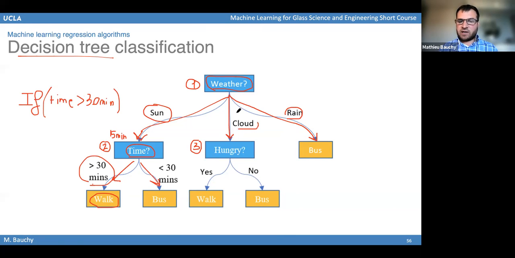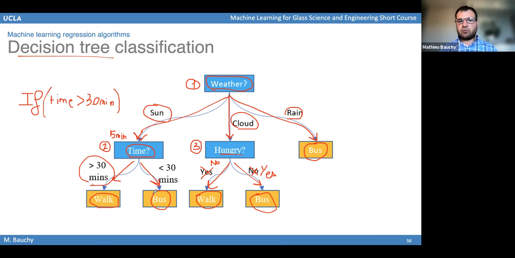Then on the other hand, if it's cloudy, then maybe you will want to consider something else. You will want to say, am I hungry or not? So here, I guess that probably doesn't really make sense. Maybe if you are not hungry, then you will walk. And if you are hungry, well, maybe you will want to take the bus so that you can go back home faster. So that would be an example of a tree where this tree is based on a series of conditions. And based on each condition, you will select which branch you go to. And at the end, you will reach your prediction, what is your decision at the end of each branch.